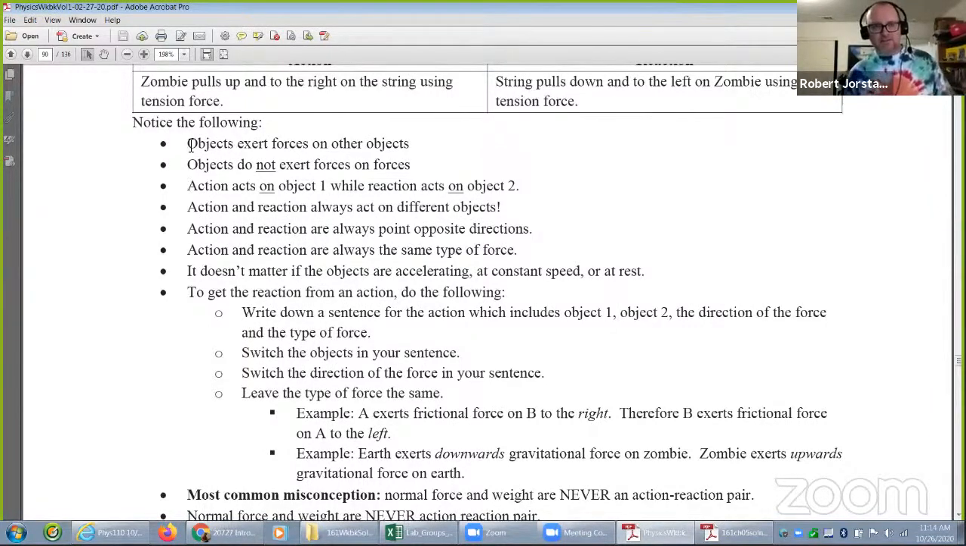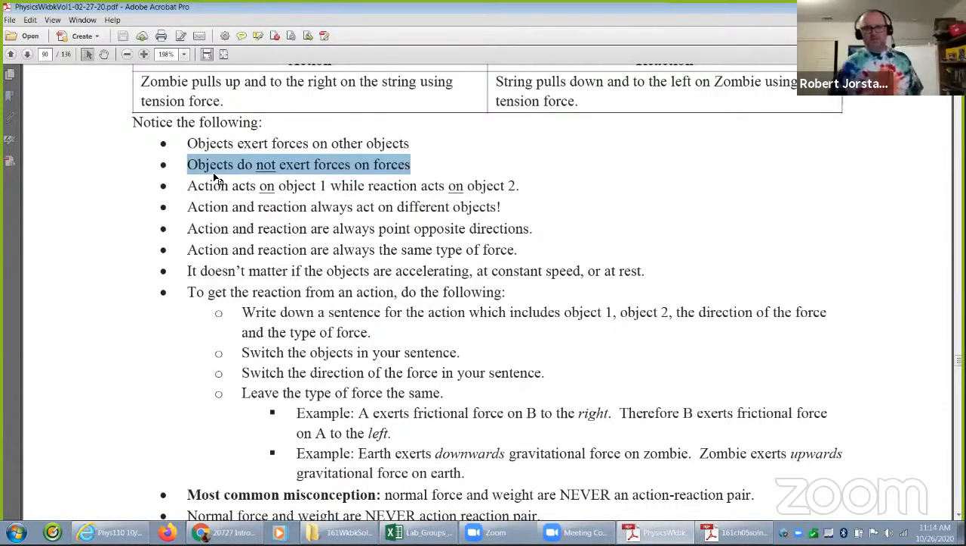A couple of things students screw up. Remember this: objects exert forces on objects. They do not exert forces on other forces. So you can't say you exert a normal force on gravity. That doesn't make sense. You can't say you exert a frictional force on the speed or the acceleration. That just doesn't make sense. So when you're writing these sentences, it forces you to say, okay, what is the object exerting the force and what is the object experiencing the force?